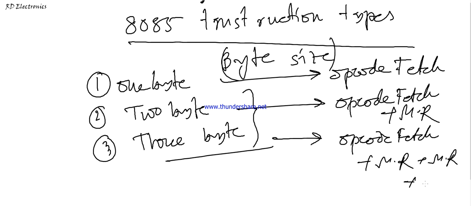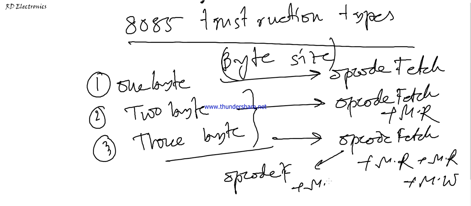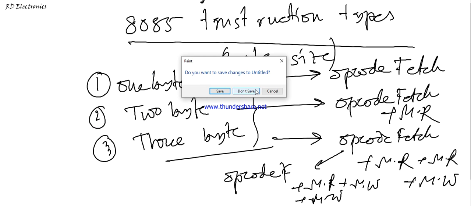In some special cases, an extra machine cycle is required, called the memory write operation. So a 3 byte instruction can also be opcode fetch plus memory read plus memory write. There are lots of options available depending on the instruction type or instruction format. So first of all, we discuss what is 1 byte instruction.